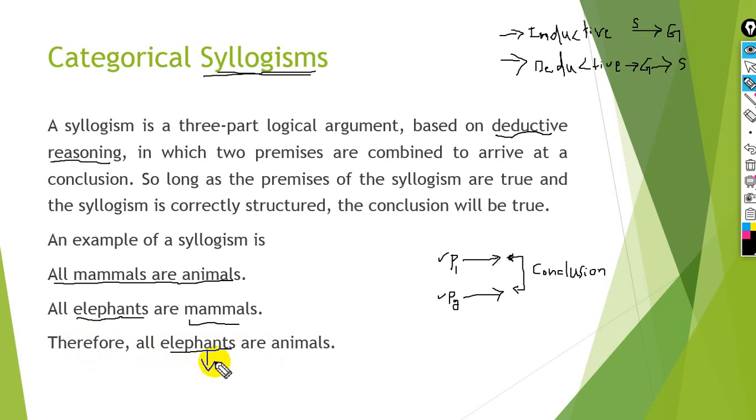For example, all planets revolve around the sun. Earth is a planet, so Earth also revolves around the sun. So this is called deductive reasoning. Syllogisms are also deductive reasoning. It is based on deductive reasoning. Syllogism is completely deductive reasoning. So we will have general statements, and we will then find the particular or specific conclusion. Okay, so this is the syllogism.